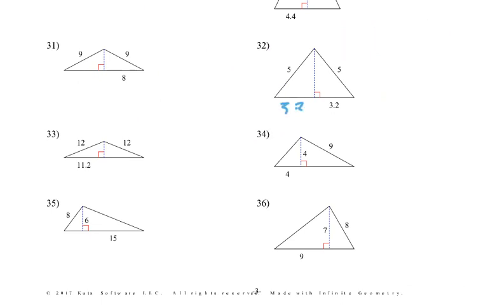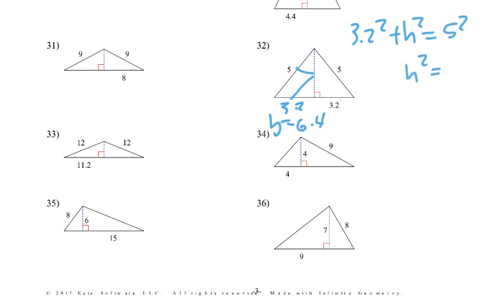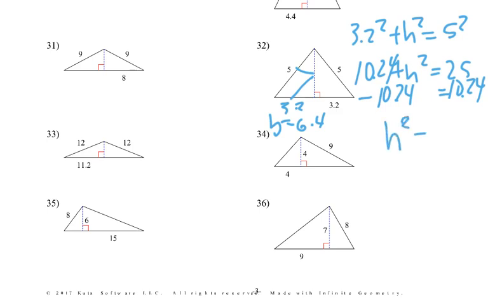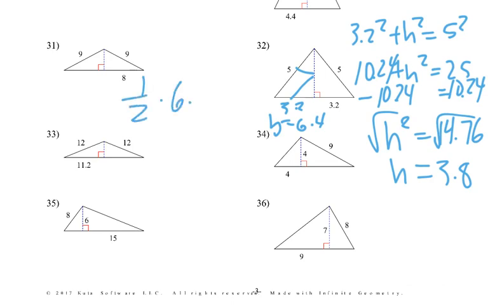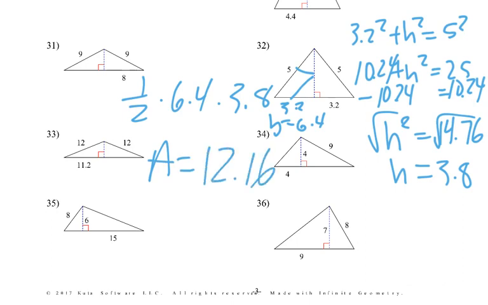32, we've got 3.2, so 6.4 for our base. So for this right triangle, 3.2 squared plus h squared equals 5 squared. So h squared and 25, then we'd subtract by what 3.2 squared is, which is 10.24. So we subtract by that, and we get h squared equals 14.76. Take the square root of that, and h equals about 3.8. So 1/2 times 6.4 times 3.8 would give us an area of 12.16 square units.